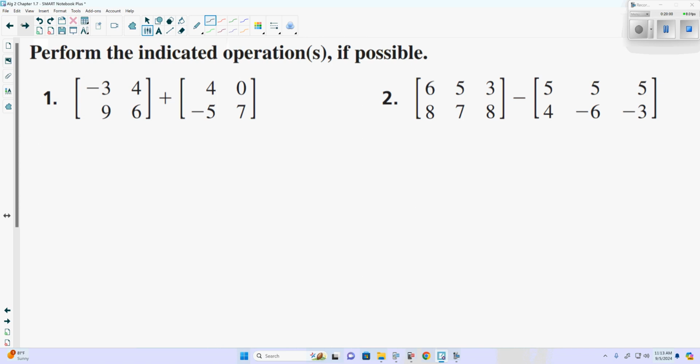Do we need to see another example of addition or subtraction? It's 2, 4, negative 4, 10.